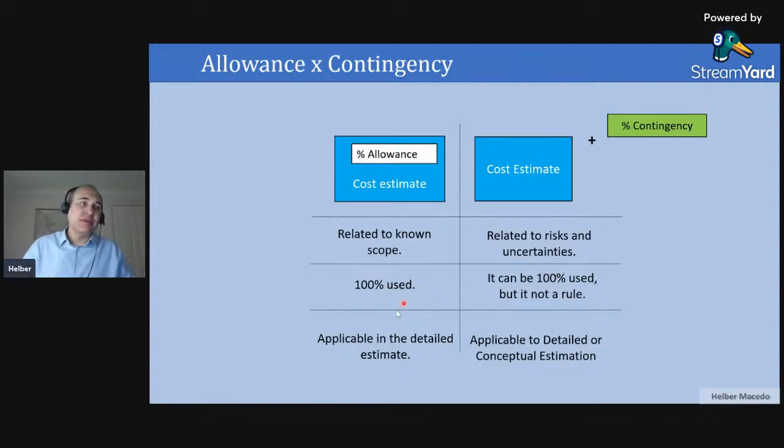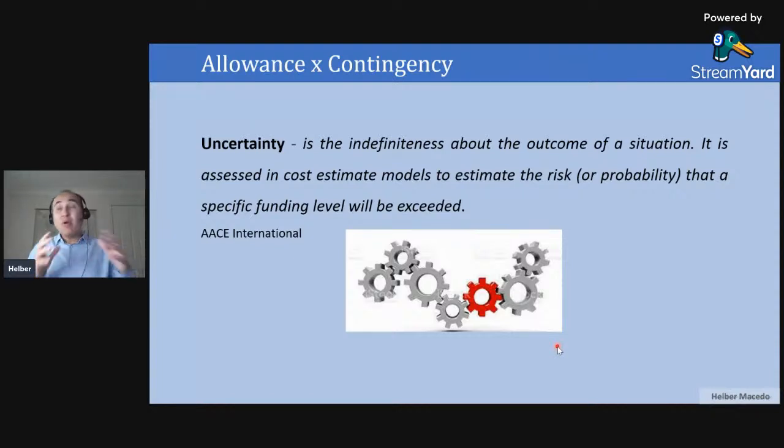If my plan is very good, probably I will not need to use all my contingencies, and it will be a profit for my company. And the final difference, allowance, I only apply when I'm using the bottom-up, the detailed technique to estimate my cost. Contingency, no, I can apply different techniques, different methods to estimate my cost, and I can apply contingency. Now we move to the next concept, that is uncertainty. It is something where I don't know what will be the outcome of the situation. It is something that could happen or could not happen.